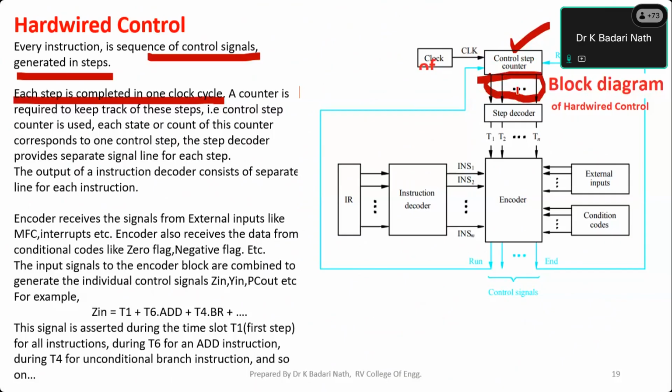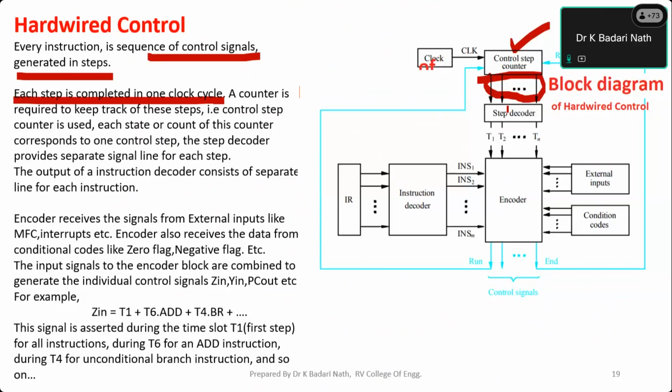But now I should know when it's 1, when it is 2, when it's 3. I should know that. Why? Because I have to generate different control signals in every step. In the first step or first clock cycle, I have to generate some control signals. In the second clock cycle, I have to generate some other signals. How do I know that?